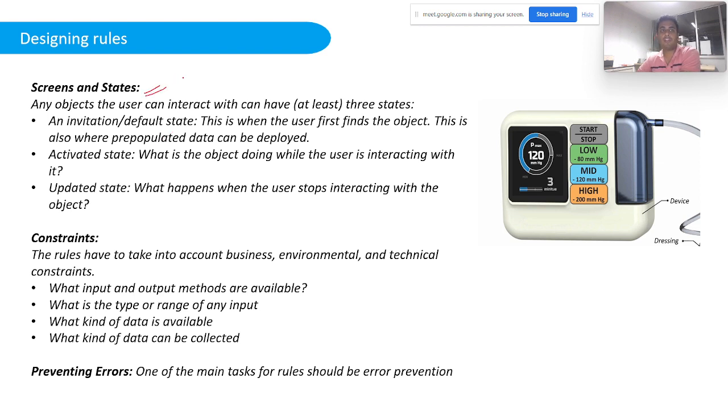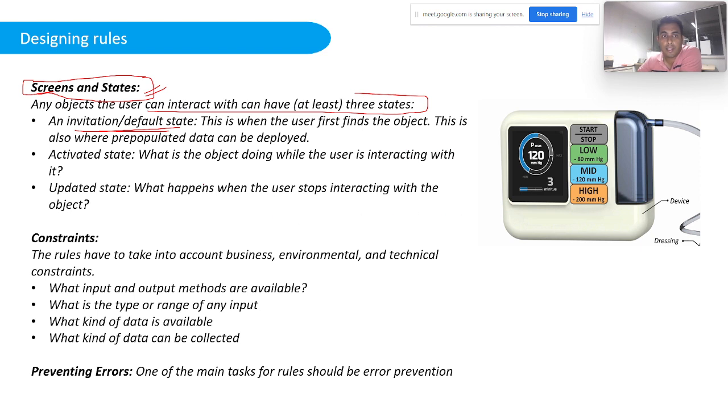Screens and states. Now when designing rules, one consideration you need to make is that rules need to be implemented keeping in mind the state of the system as well as what is being displayed. An object that the user can interact with can have three states. It can be a default state, which is not doing anything. When it is not running, you should probably not show any information; it should be a black screen, or maybe some introductory information about what the system can do.